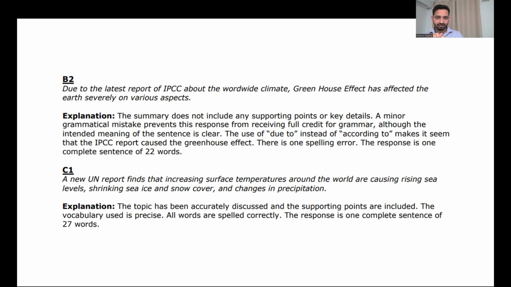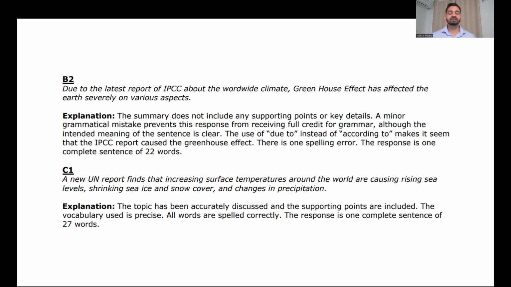Then we looked at shrinking sea ice and snow cover. We took that from, I think, 2 paragraphs, and then changes in precipitations, right? So that's also one of the paragraphs. So you took some of the major information and you didn't talk about any of the numbers, because that's really detailed, so you want to summarize it.